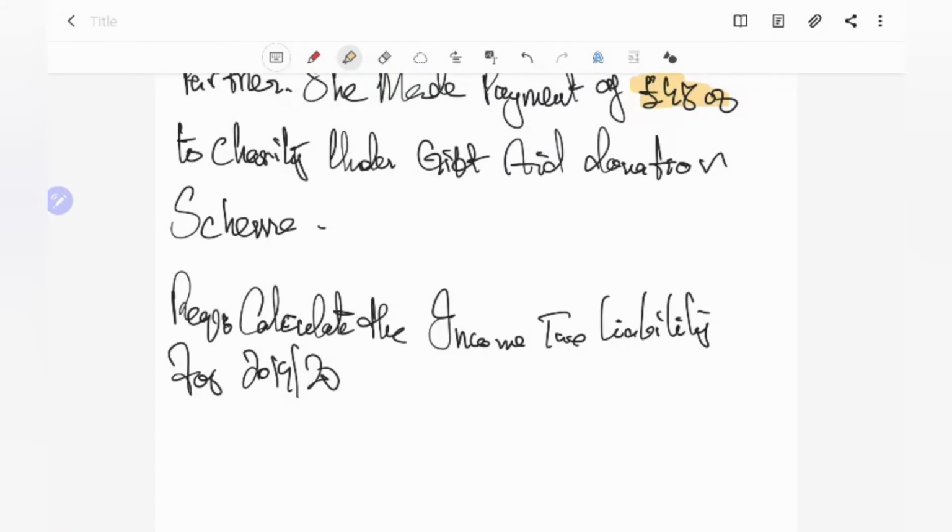Have you noticed, folks, that this example contains each and everything which we studied in this chapter till now. So let's dive in and do this interesting example. Non-saving income. We also have savings income in this example. We also have dividend income in this example, and then we have total.